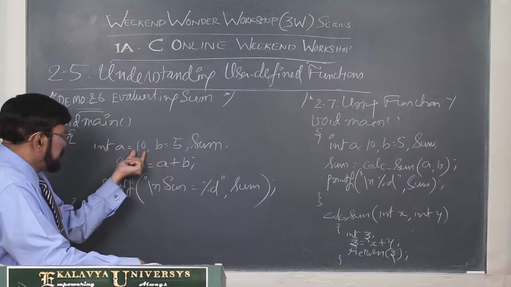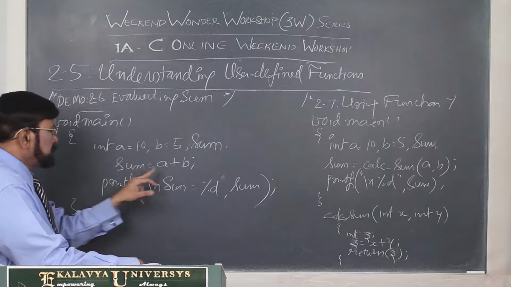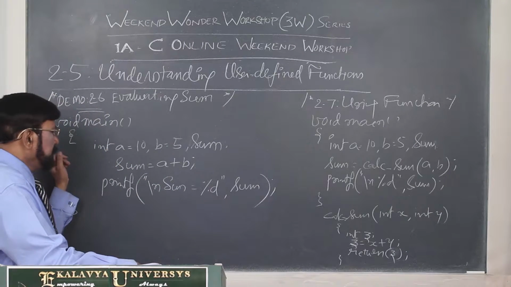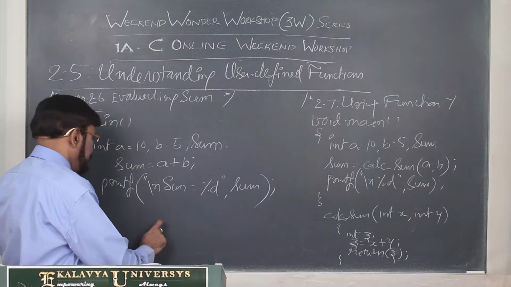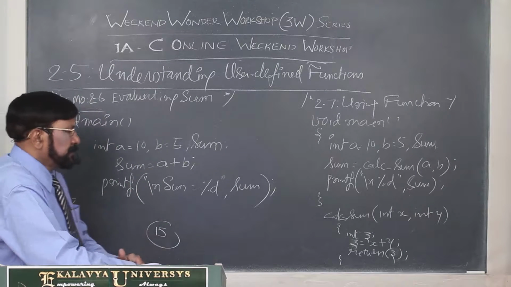Now int a is equal to 10, b is equal to 5, and sum. Sum is equal to a plus b. You are calculating the sum, and that sum you are displaying. The result of this is 15.